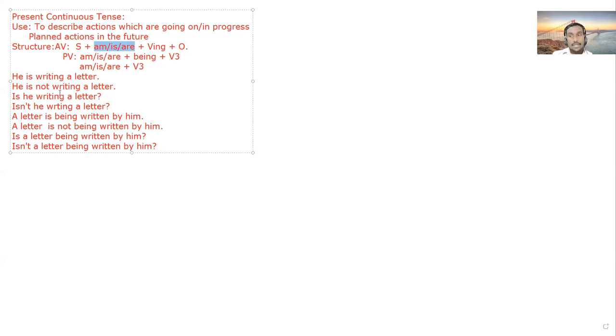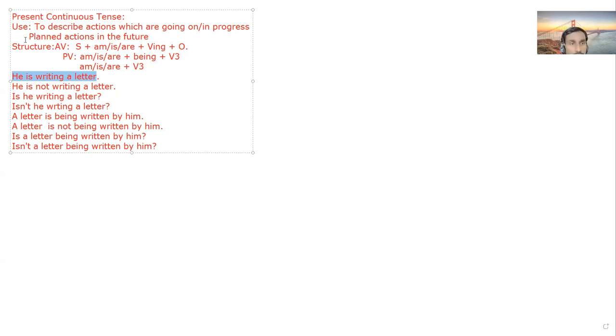So when people are just reading this sentence, he is writing a letter. What we have to understand from this? This is present continuous, and its meaning is that at this moment, this writing is going on. The action is in progress. It is continuous. That we have to understand. Okay, so this is one use that we have discussed.